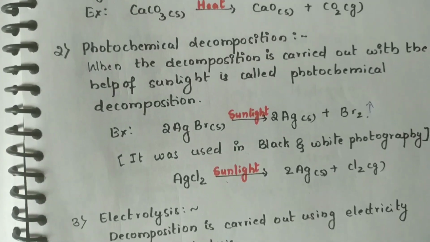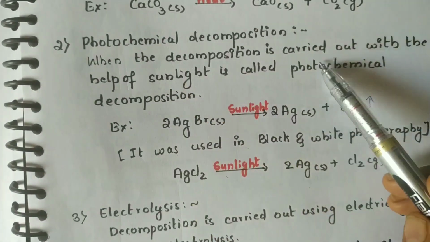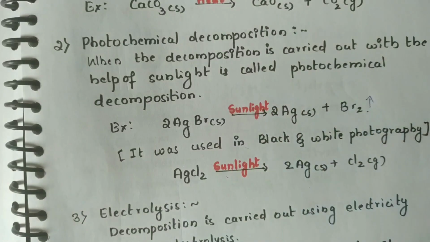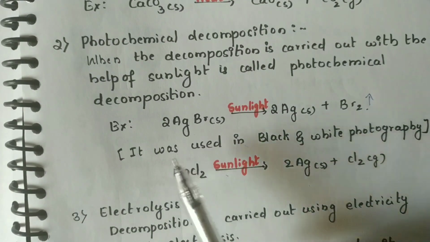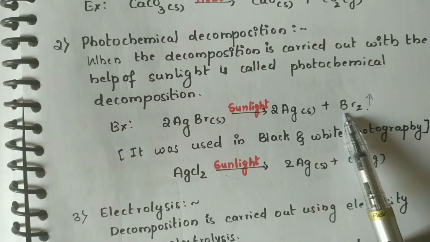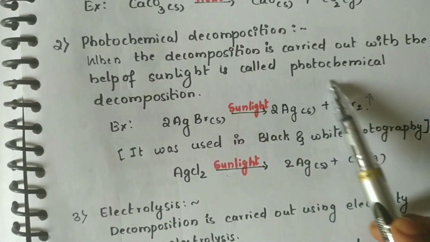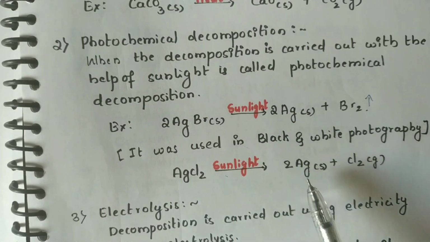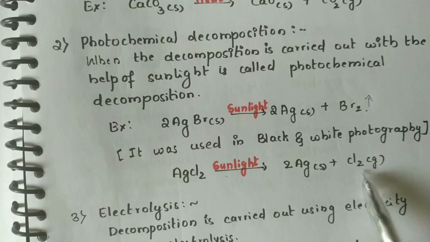Photochemical decomposition. When the decomposition is carried out with the help of sunlight is called photochemical decomposition. See, silver bromide, that is AgBr, decomposes into silver and bromine gas. So it was before used in black and white photography. Second example is silver chloride breaks into silver and chlorine gas.